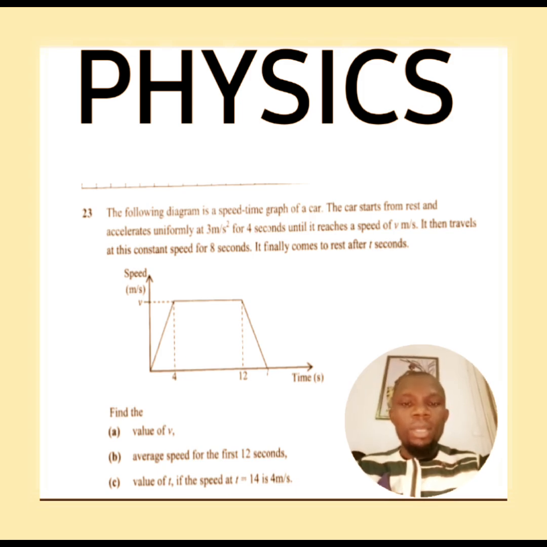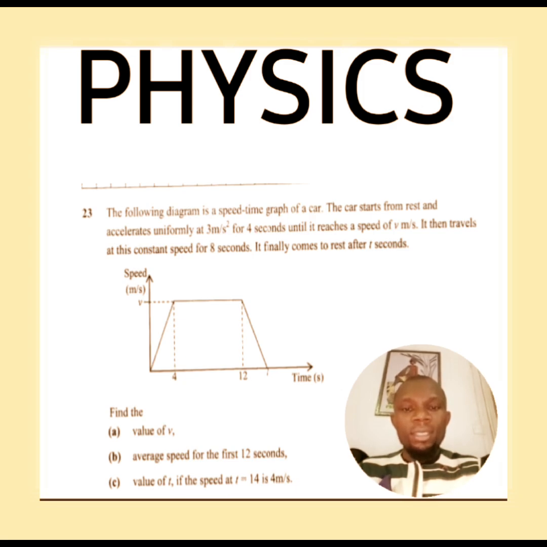In this particular problem, the speed-time graph has been drawn. The diagram is given to us, so from the diagram I'm going to answer the questions we have been asked. A, find the value of v. B, the average speed for the first 12 seconds. C, the value of t if the speed at 14 seconds is 4 meters per second. Very important. If you don't get that particular statement in C, you won't be able to resolve this problem.